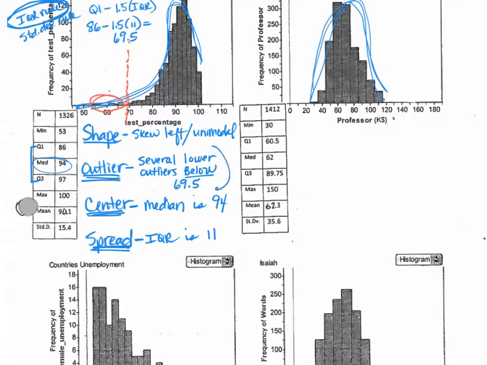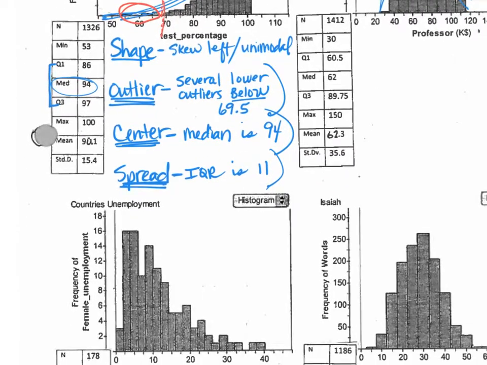We give actual numbers for our outliers, the ones that are below 69.5, and the numbers for the center and the numbers for the spread. Now, even if you did not have a picture, so even if this picture was gone, based on these numbers over here on the side, you should still be able to tell if you have an outlier or not. And what would we look at to determine if we have a lower outlier?